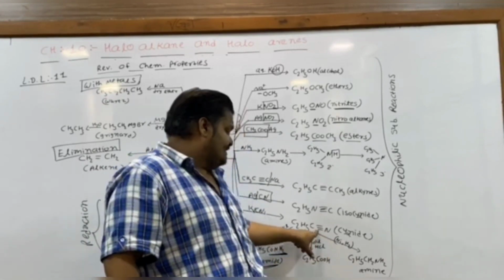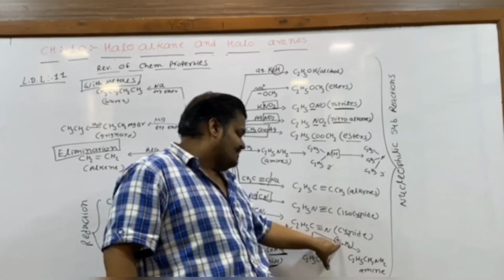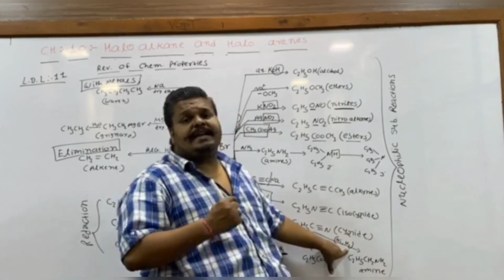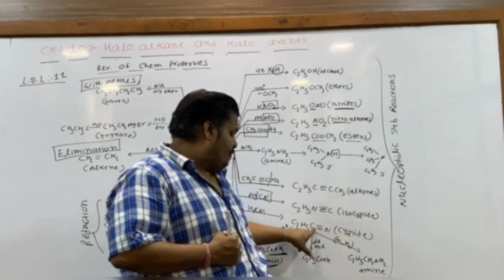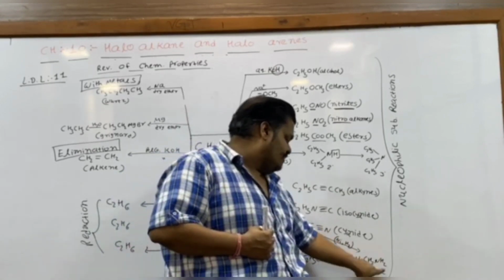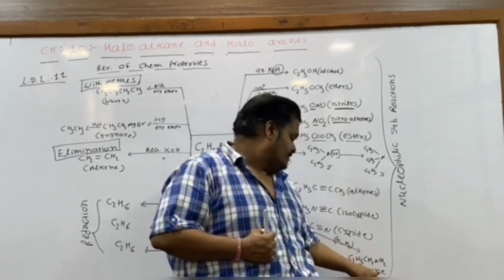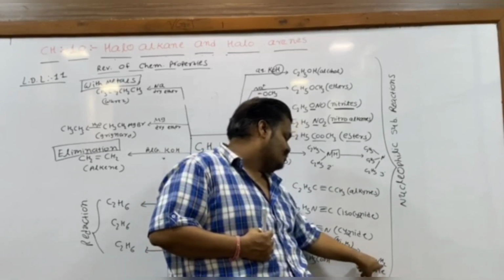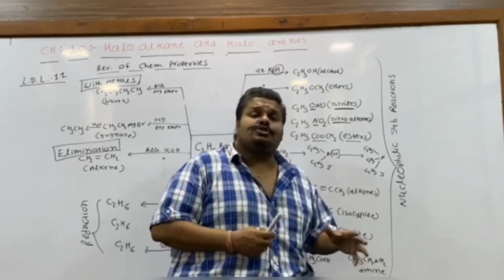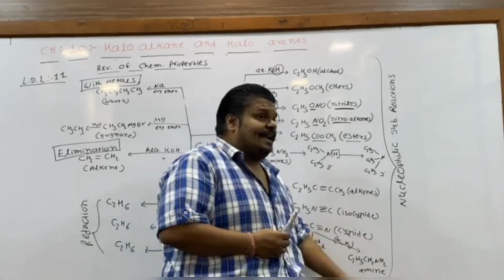If we reduce this cyanide in presence of nickel and hydrogen, Ni/H2, you know that nickel is a catalyst, a reducing catalyst. In presence of hydrogen, both carbon and nitrogen receive hydrogen to produce amine as a product. C2H5CH2NH2, amine. NH2 group is called amine group. So amine is also obtained through a cyanide reaction.